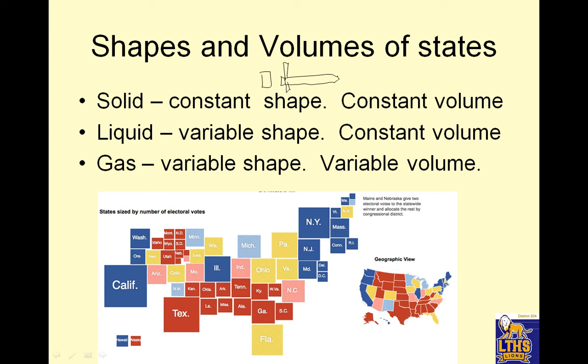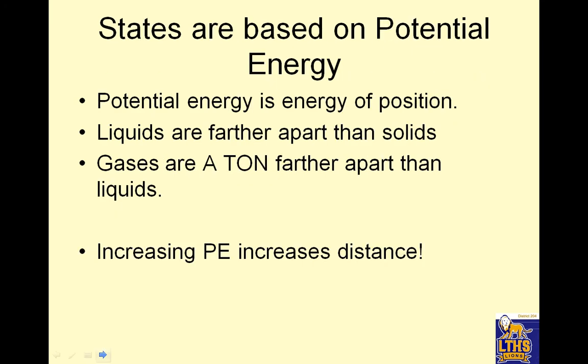A liquid has a variable shape, so you can pour it into a puddle, but it would still have the same volume. Gas has a variable shape and a variable volume. So, for example, if Jaquan wears too much cologne, here's Jaquan sitting in the room, and his cologne fills the whole room up. So its volume changed and its shape changed.